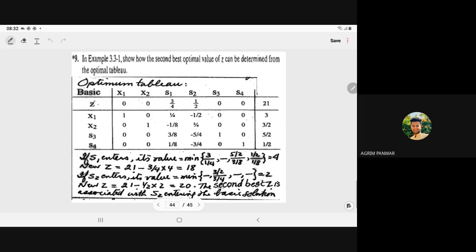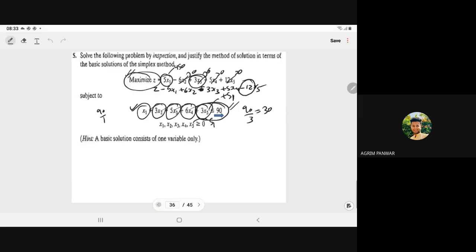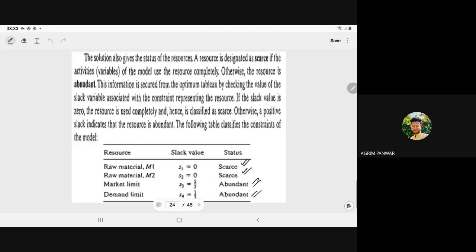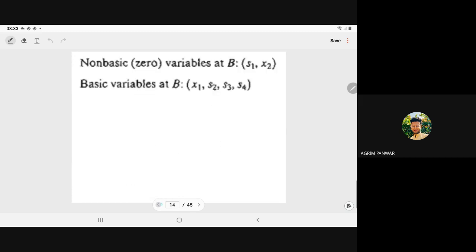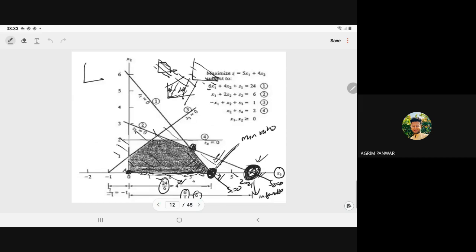Now last question from this. In example 3.3.1, how can the second best optimal Z be determined from the optimal table? So if the optimal table is given to you, can we determine the second best solution? Exactly what we are doing: you know that this is the optimal point, or you can say the optimal table. From the optimal table, can we determine the second best solution?